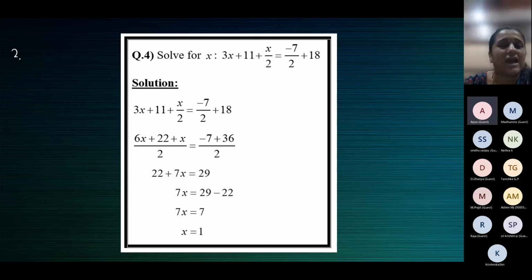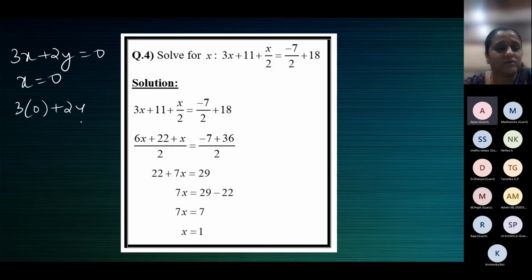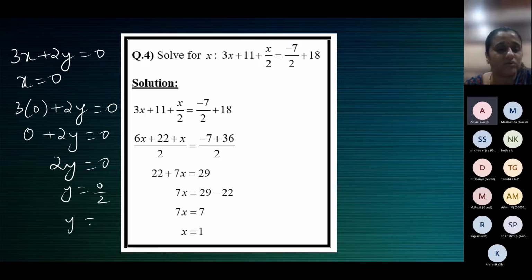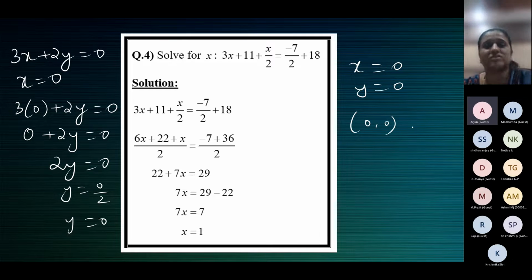See here, now I'll just algebraically show you. So we took up the equation 3x plus 2y is equal to 0, right? Now, when x is 0, what should be the value of y? So 3 into 0 plus 2y is equal to 0. 0 plus 2y is equal to 0. 2y is equal to 0. Y is equal to 0 by 2. Y is equal to 0. So when x is 0, y is also 0. That means the point 0, comma 0 lies on this line. That means the line passes through the origin.